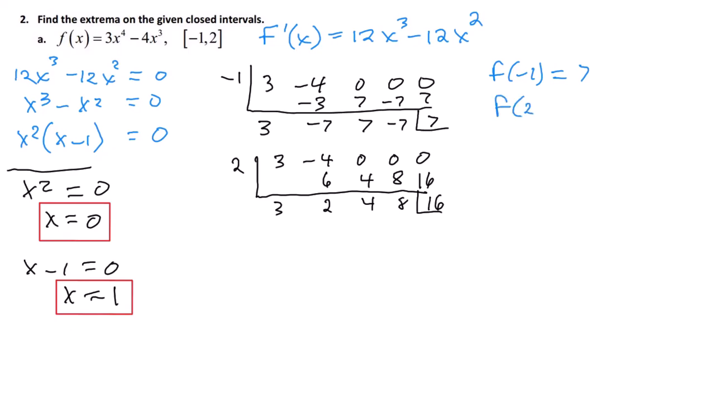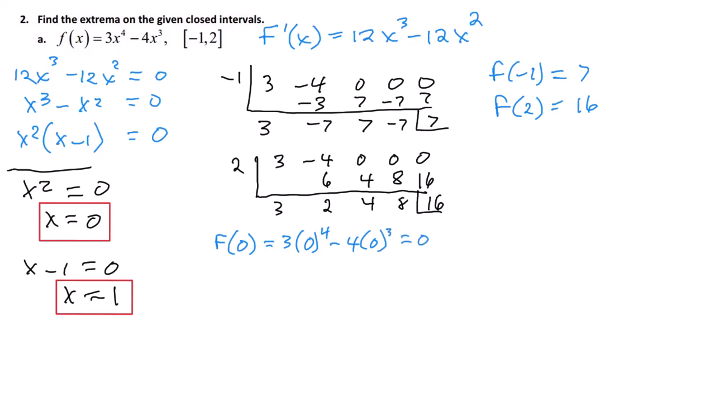And I find out that f of 2 is 16. Okay, I've got my endpoints evaluated for f. Now I've got to take my 2 critical numbers that I got from the derivative and evaluate them. Now, you don't have to use synthetic division. I can just plug these values in if I want to.